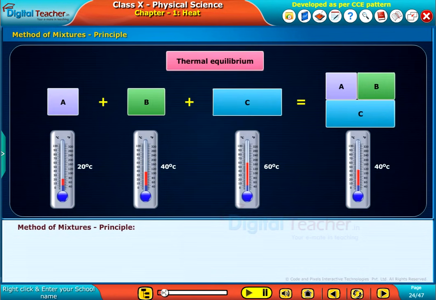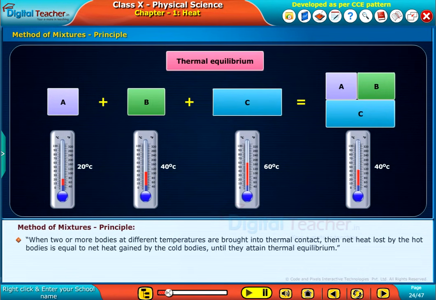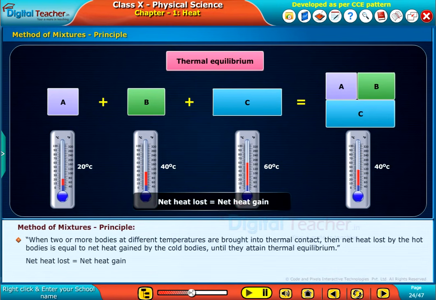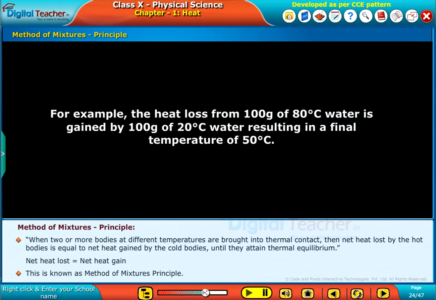Method of mixtures. Principle. When two or more bodies at different temperatures are brought into thermal contact, then net heat lost by the hot bodies is equal to net heat gained by the cold bodies until they attain thermal equilibrium. Net heat lost is equal to net heat gain. This is known as method of mixtures principle. For example, the heat loss from 100 grams of 80 degrees Celsius water is gained by 100 grams of 20 degrees Celsius water, resulting in a final temperature of 50 degrees Celsius.